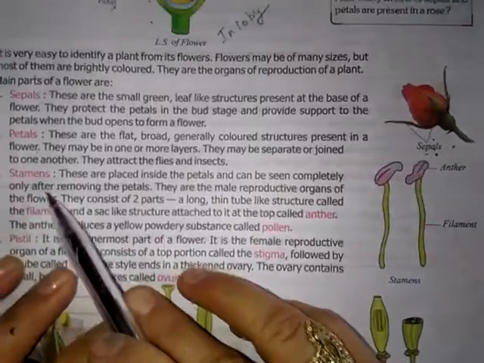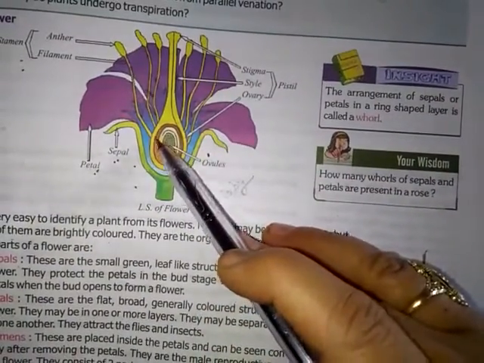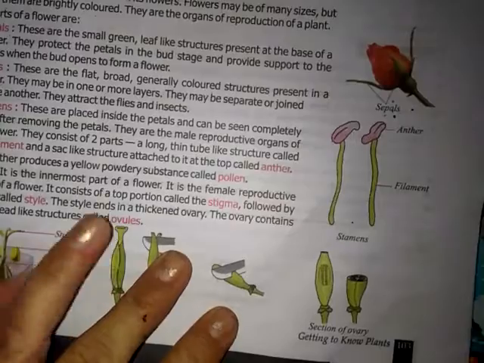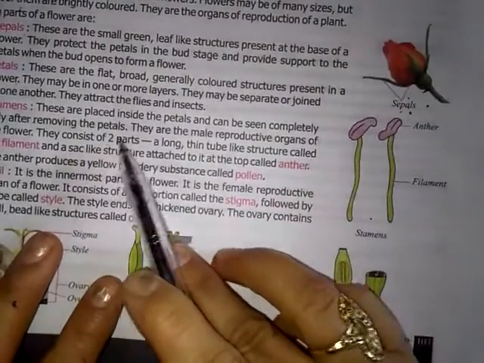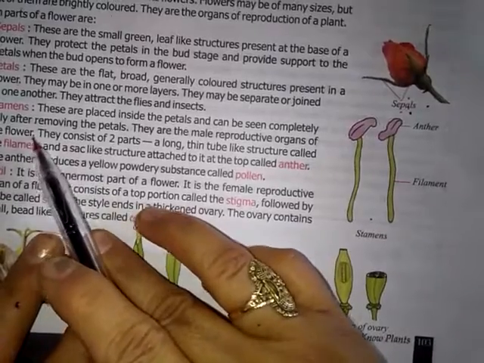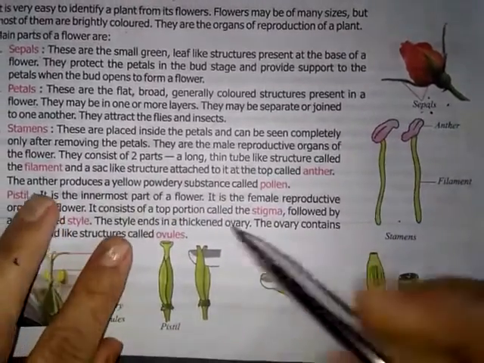Then next part is stamen. See children, this is the stamen part of the flower. It is the male reproductive organ, the male part of the plant. These are placed inside the petals and can be seen completely only after removing the petals.